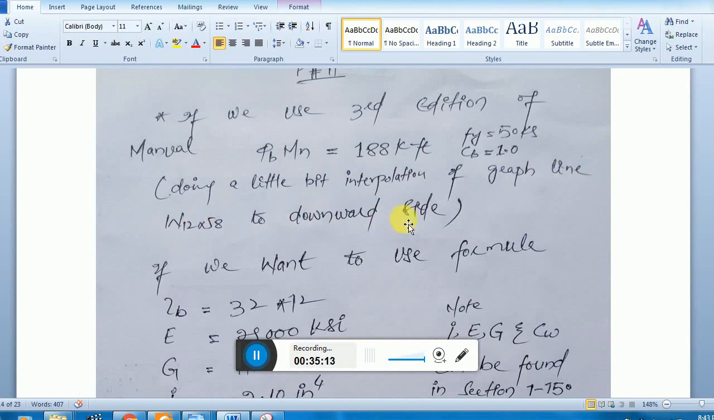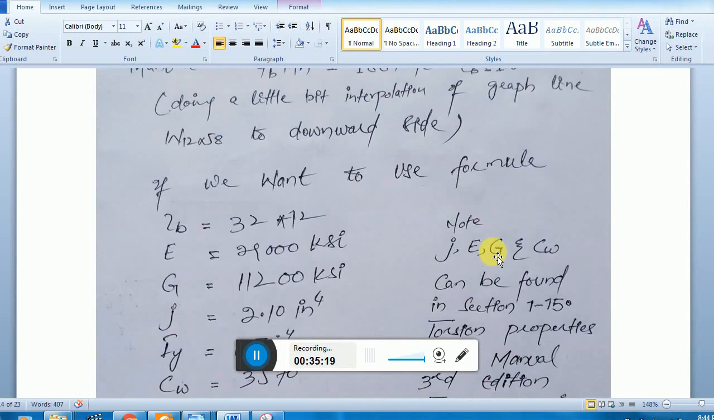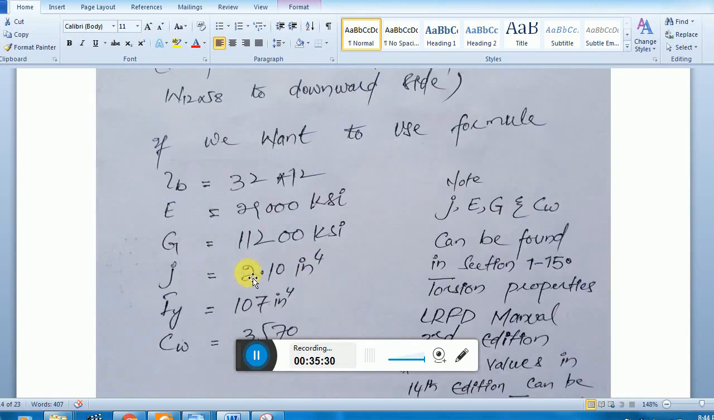Okay, if we want to use formulas, now what we basically need is LB, that is 32 converted into inches. We need the E value, that is 29000 KSI. We need the G value, that is 11200 KSI. We need the J value, these are the torsion properties of the section, 2.10, and we need IY, that is 107. We need CW, that is also taken from the table.